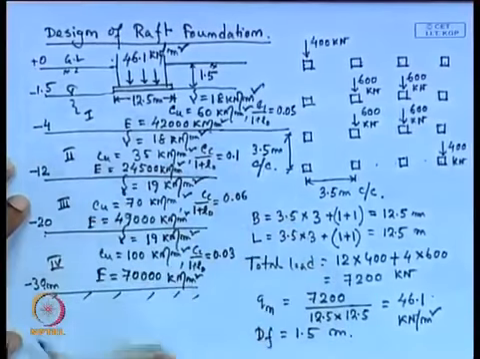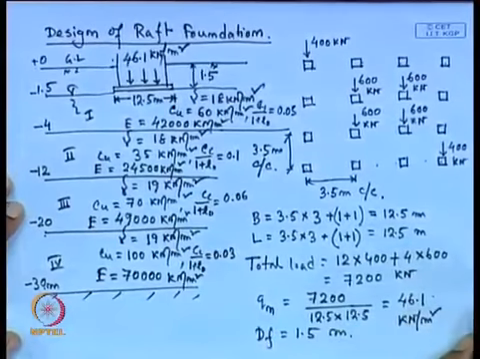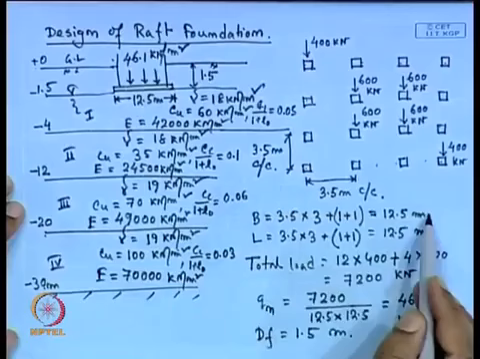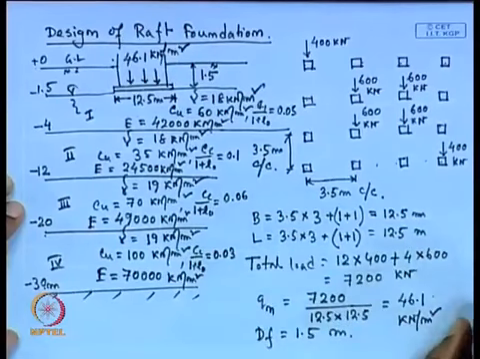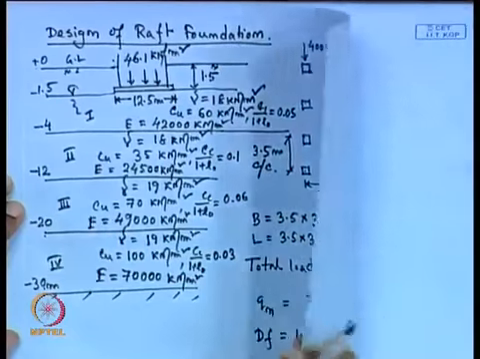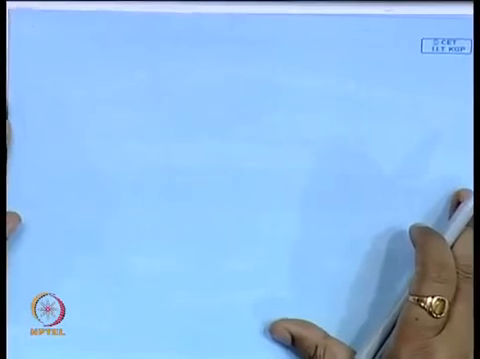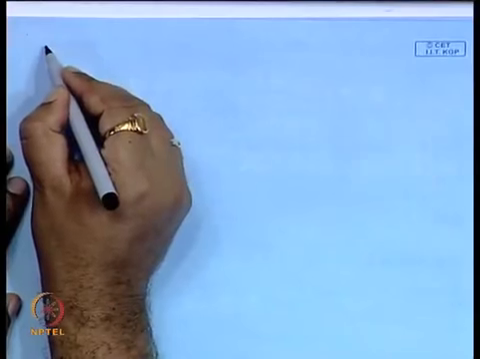So, these are the soil data and these are the dimensions. Now, we have to check for the first trial whether the dimensions that I have chosen are correct or not. The first calculation we will do is the bearing capacity calculation, then we will go for the settlement calculation. So, first, the bearing capacity calculation.